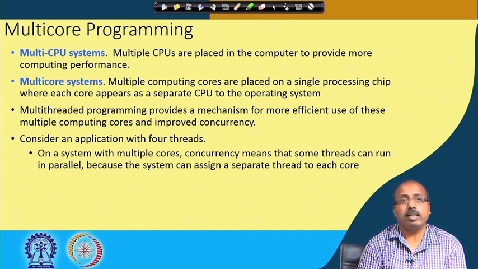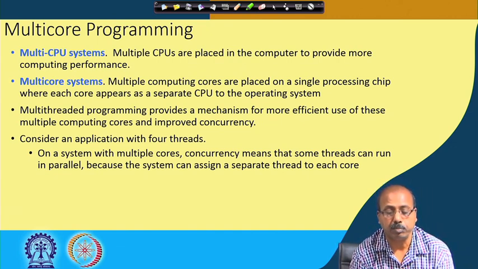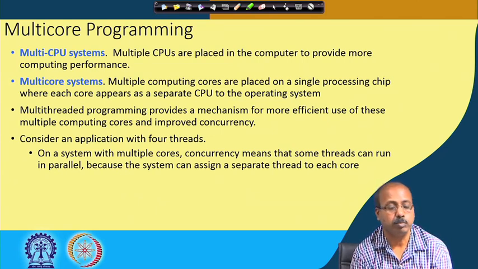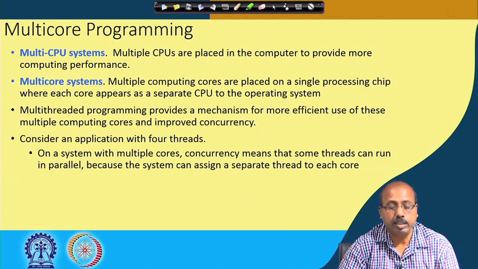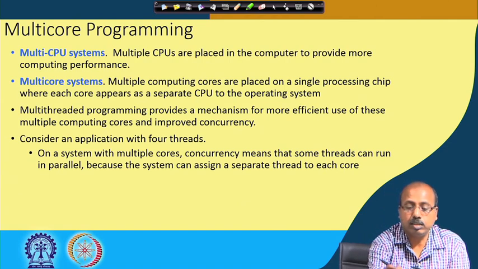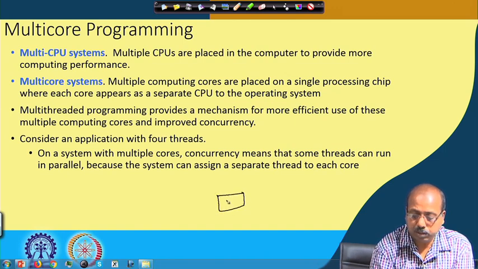Multi-core programming as such, there are two terms which are often confused, one is multi-CPU systems and another is multi-core systems. The multi-CPU system means that multiple CPUs are placed in the computer to provide more computing performance. So, we have got multiple CPUs altogether. They are totally independent, so if you think in terms of CPU 1, CPU 2 like that, we give different jobs to them.